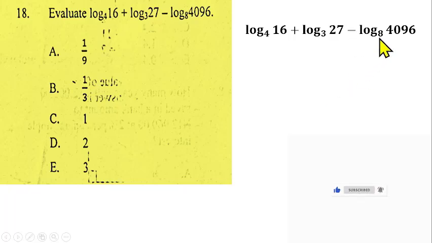Then the minus log 4096 base 8 means how many times can you raise 8 to get this number? If you look at that, that is 4. So the answer of this one is 2 plus this one is 3 minus the answer of this one is 4. So if we simplify further, we have 5 minus 4, and that should give us 1 as the answer for question number 18, which makes option C the right answer.